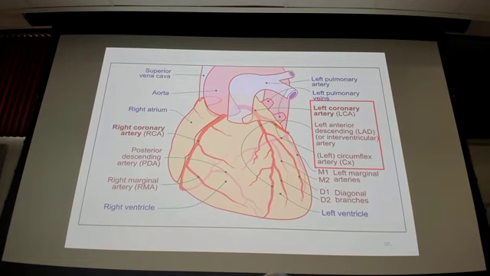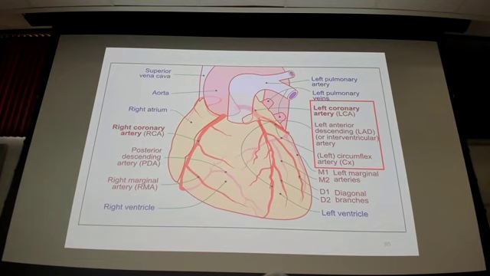So looking at this one, the left coronary artery, we're talking about the left side now. I want you to pay attention to the left main, then the left anterior descending, right, on the front, going down, and the left circumflex circling around the heart, right? And what does it look like?